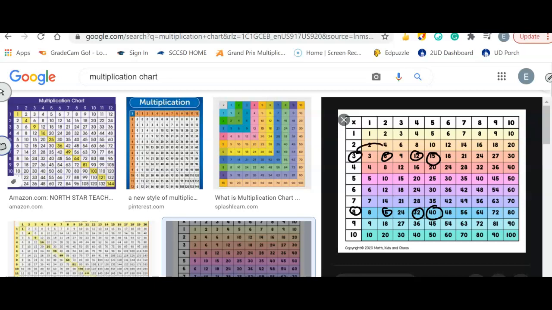3 times 2 gives us 6. 8 times 2 gives us 16. 3 times 4 is 12. 8 times 4 is 32. See how you can use a multiplication chart for that? One more, last question. 48/72. What's an equivalent expression? Any of them? Less than or greater than?